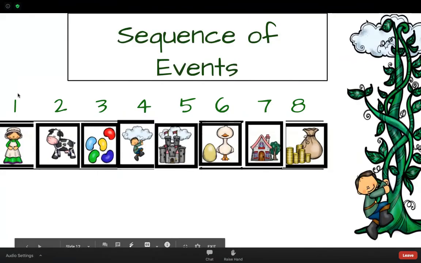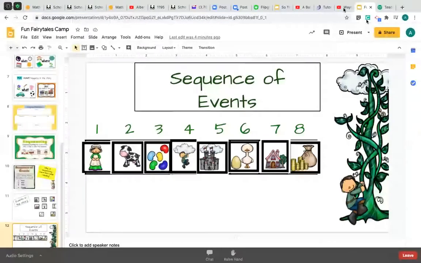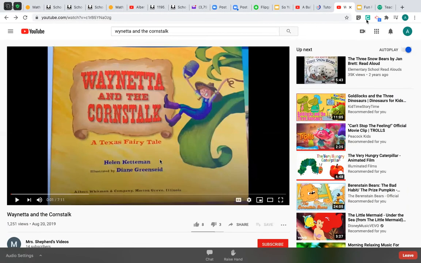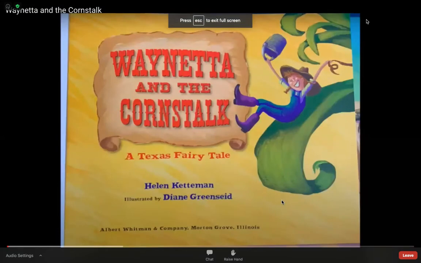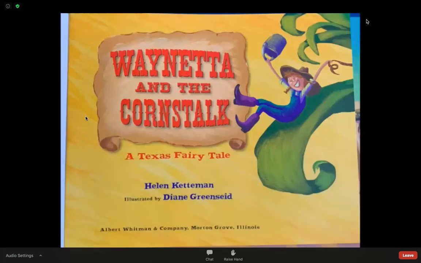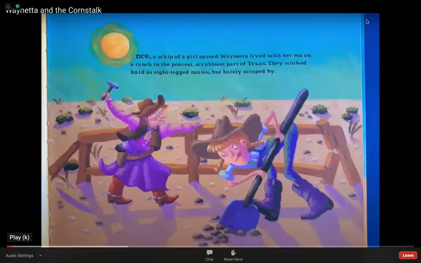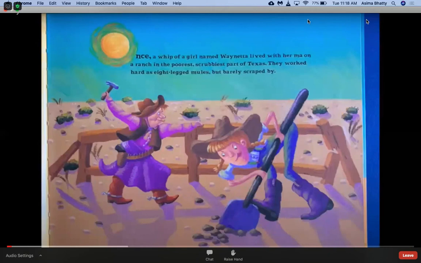This story is called Whenetta and the Cornstalk, and it's a Texas fairy tale. So we're going to listen to this story, Whenetta and the Cornstalk. And this looks similar to Jack and the Beanstalk, but I wonder how this story is similar and different to the one that we just read. Let's take a look. Give me a Texas fairy tale. Go ahead and give me a thumbs up if you can hear the story okay, and you should be able to see my screen as well.